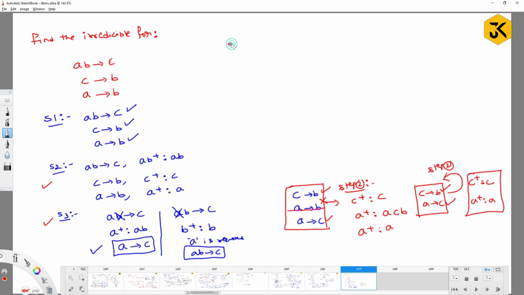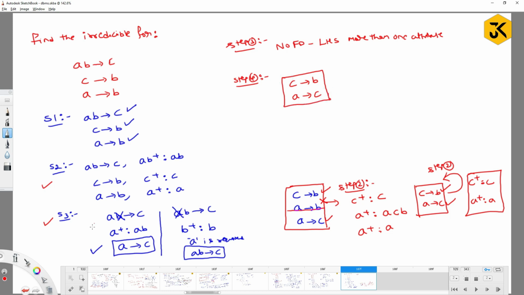Now what is step 3? You have to find all the functional dependencies which have more than one attribute on the LHS, right? Are there any FDs with more than one attribute on the LHS? No. Next, what is step 4? You have to get the final solution, right? So that is C determines B, A determines C. That's it.